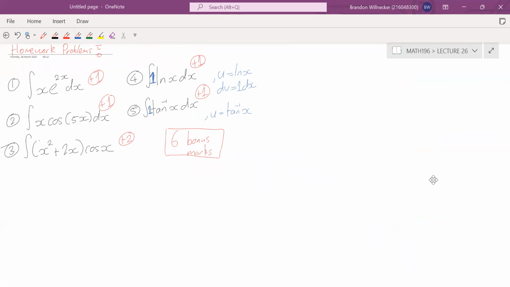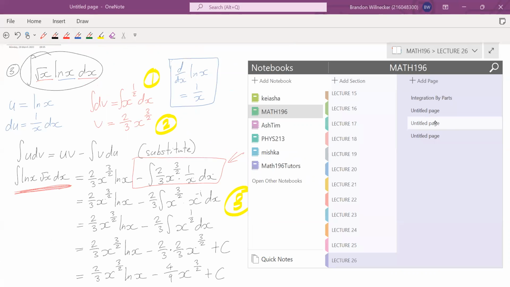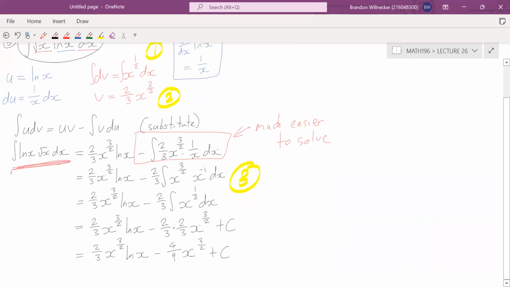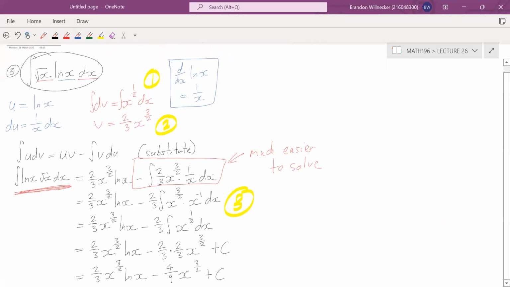Okay, so it's not too bad. Yes, sure. As long as you remember the formula and the 3 steps, you should be able to do all of those problems.